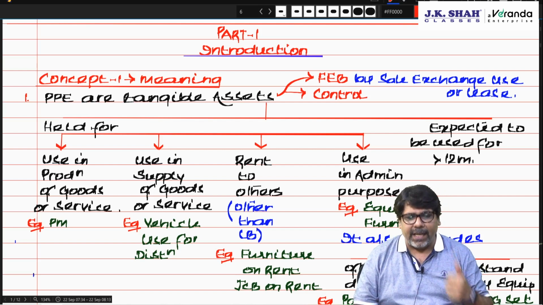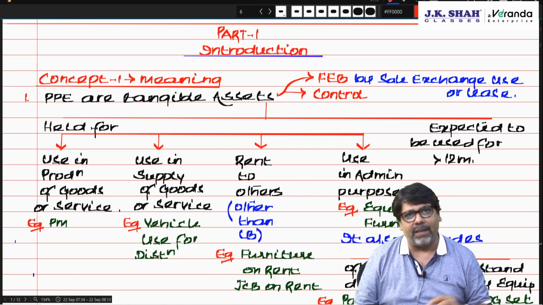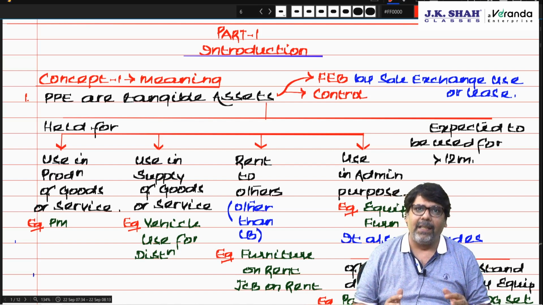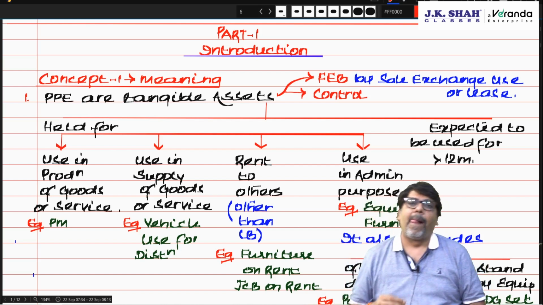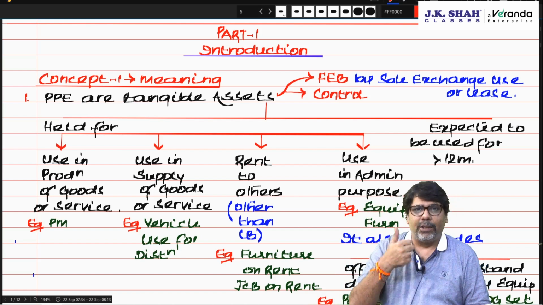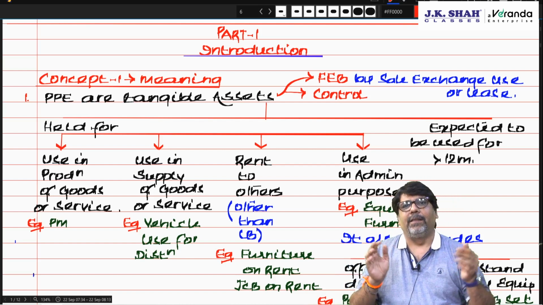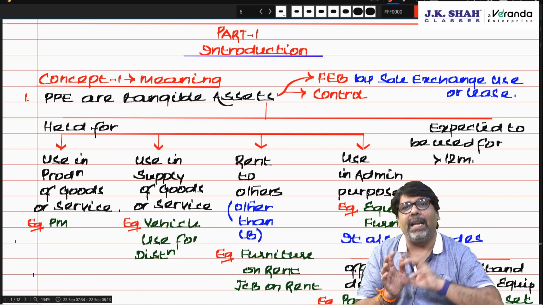Second, it is held for use in supply of goods and services. That means those vehicles which help me to supply goods and services. For example, Domino's has those vehicles which help them supply and deliver pizzas.